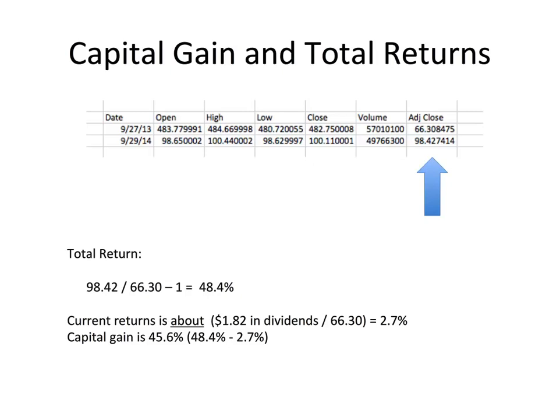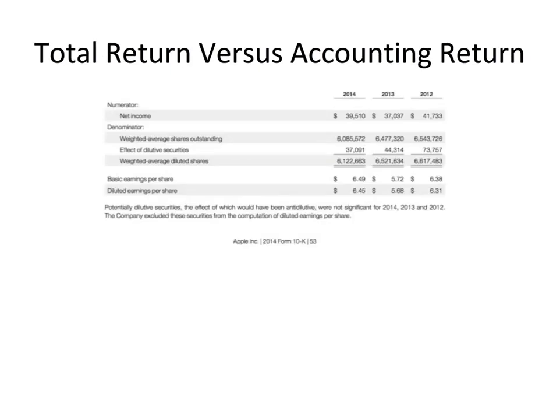Current returns, and again we had $1.82 in dividends per share, was roughly 2.7%. I did an approximation here. We would have to have a bit more information, and the computation would become more complex, but it's roughly 2.7%, which means that during the past year about 45.64% of that 48.4% is capital gain.